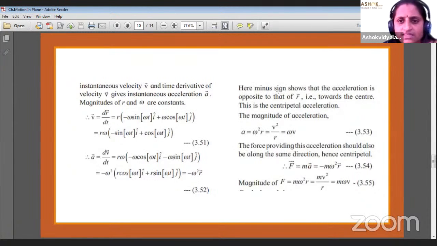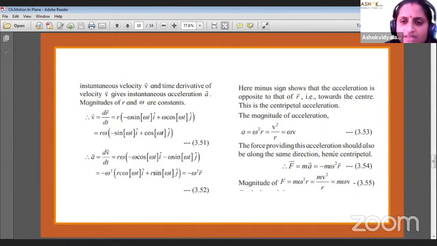Here, the minus sign shows that the acceleration is opposite to that of r. Substituting the value of r, we get minus omega squared r cos omega t into i and minus omega squared r sin omega t into j. Applying the mathematical rules, the magnitude of acceleration is a equal to omega squared r, which is v squared upon r, equal to omega v. And this is the centripetal acceleration.